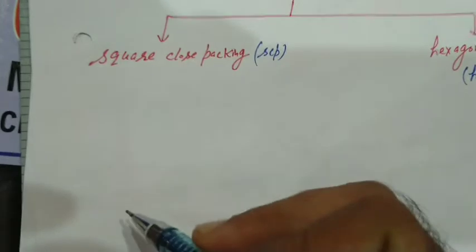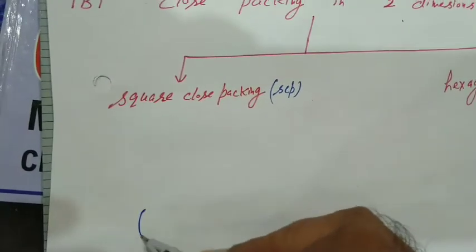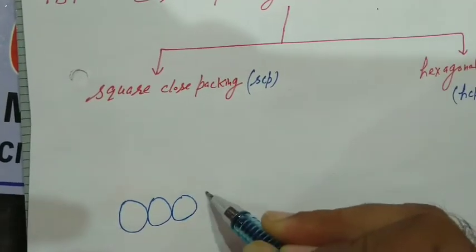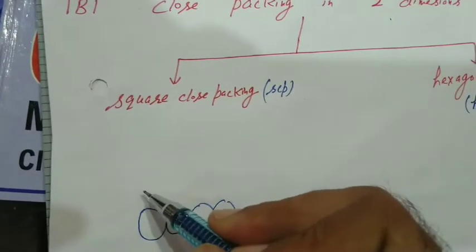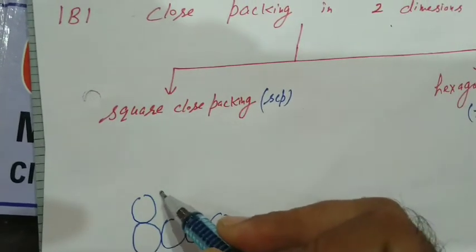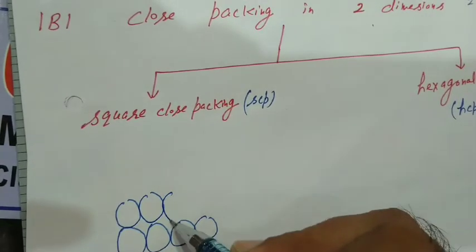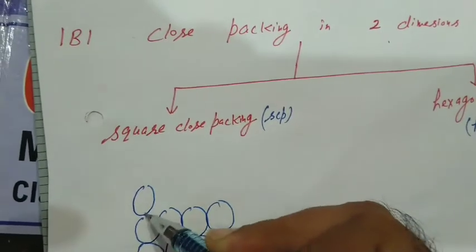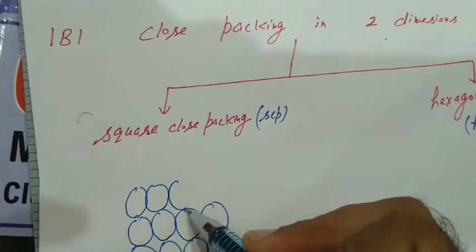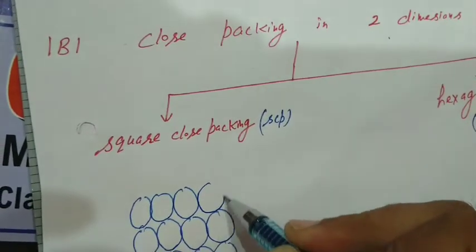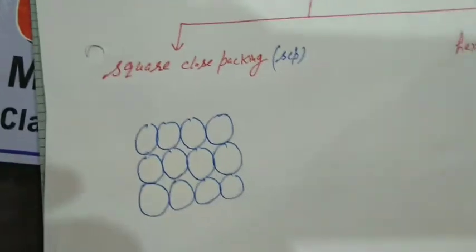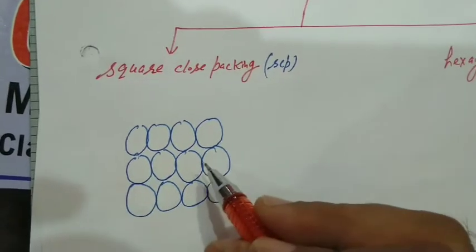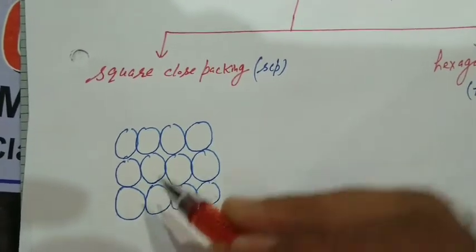Friends, please look here. In square close packing, spheres in second row are placed exactly above the spheres of first row. That is, second row is identical with the first row. Second row is exactly same as that of the first row. It is called square close packing.